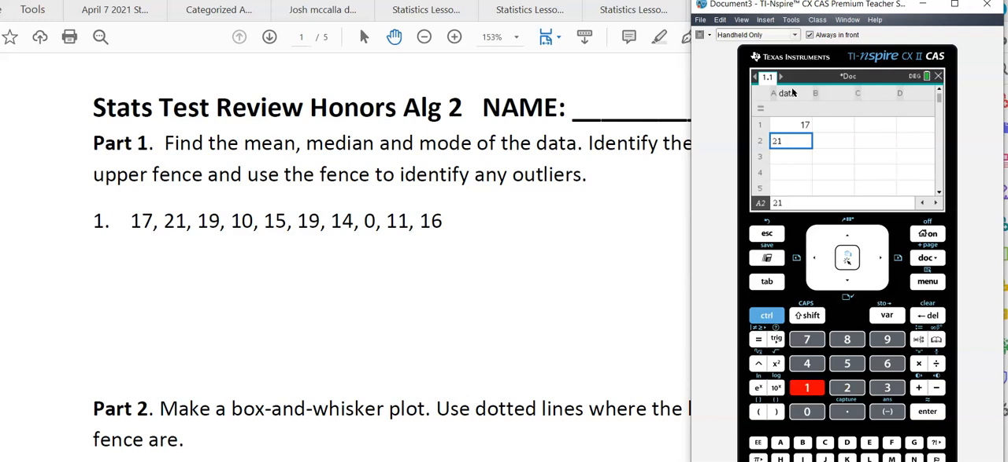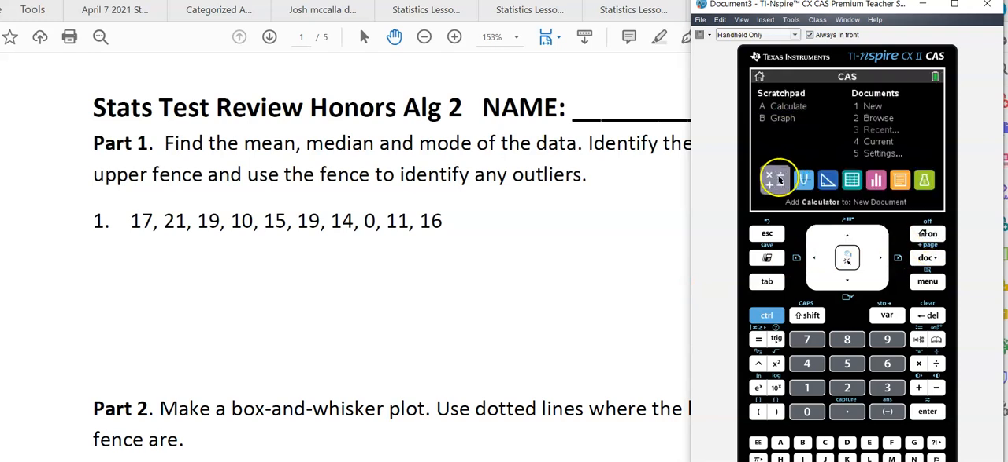17, 21, 19, 10, 10, 14, 0. I like to count it and make sure I have the right number. 3, 10. Got 10 pieces of data. I think I typed them all in. They look about right. Okay, so I'm going to do one variable stats.